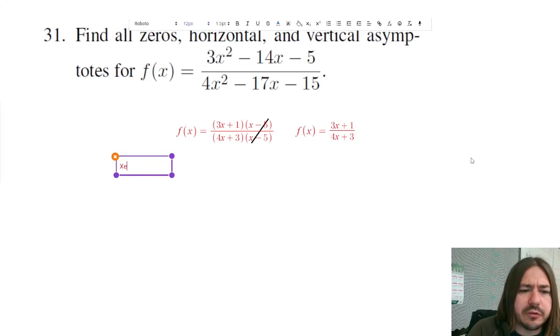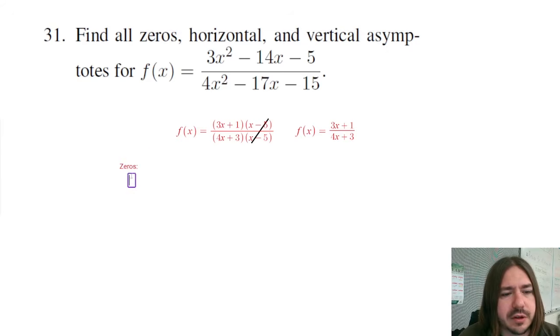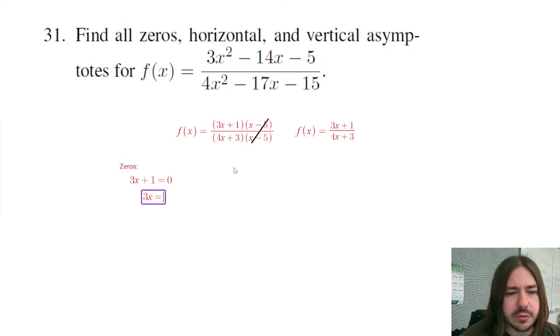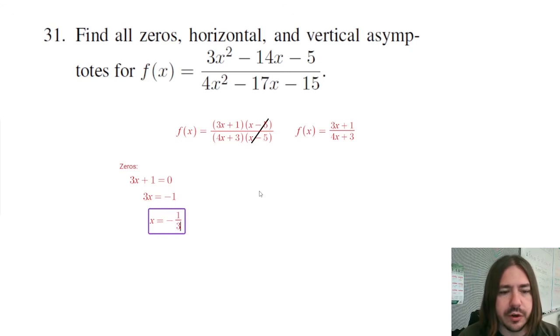So to find the zeros, we're going to set the numerator equal to 0, and then solve that. 3x plus 1 equals 0. So I'm going to subtract 1 from both sides, which gives me 3x equals negative 1. And then I'm going to divide both sides by 3, so I get x equals negative 1/3. And so that's going to be the zero. There's only one x-intercept here.